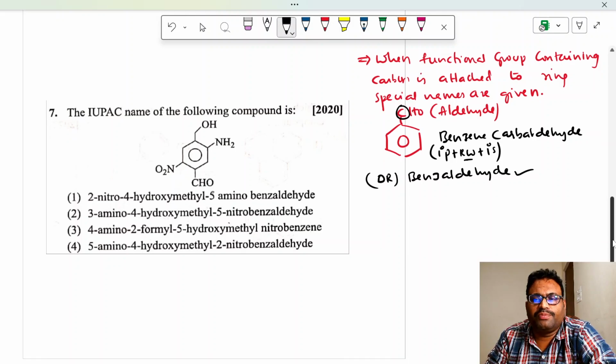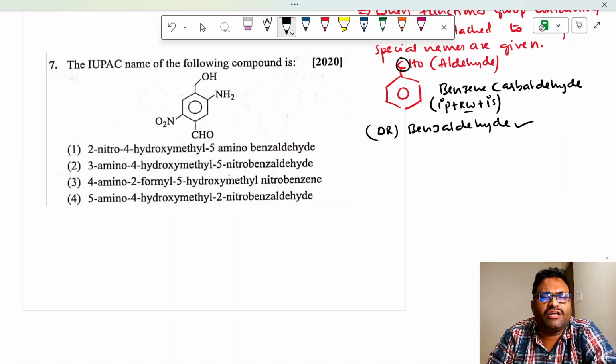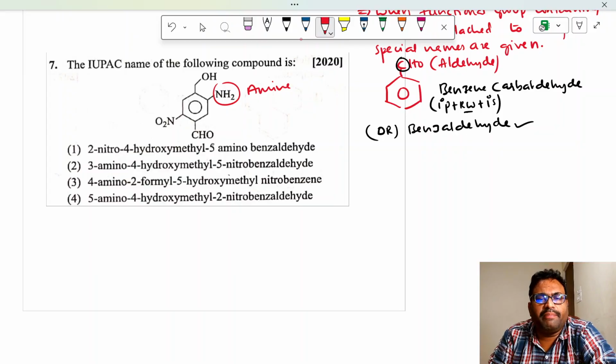Now the remaining groups, what are those remaining groups? You find an amine functional group. When you compare the aldehyde and amine functional groups, which has more priority? The aldehyde functional group has higher priority.